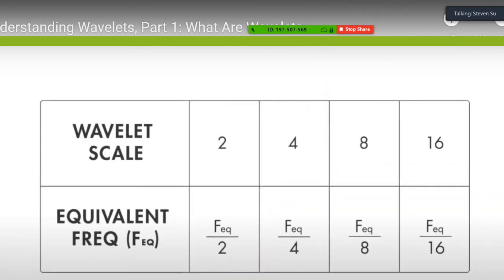So the frequency is related to the center frequency, and also related to your scale, and also related to your sampling frequency. The faster the sampling, of course, the higher the frequency.